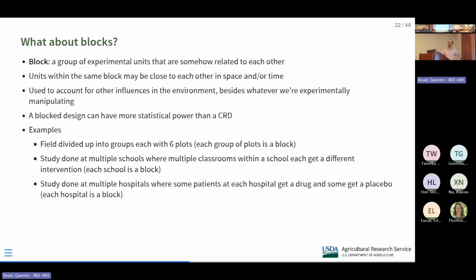And obviously if you're doing a study of some medical treatment in humans, you'd also want to do it at multiple hospitals if possible for the same reason. And a hospital would be like a block containing multiple experimental units, which are the patients, each of which is randomly assigned to a treatment.